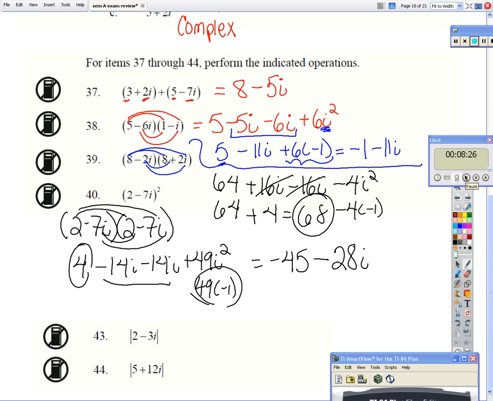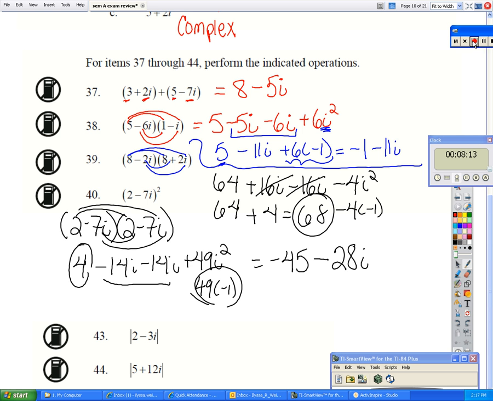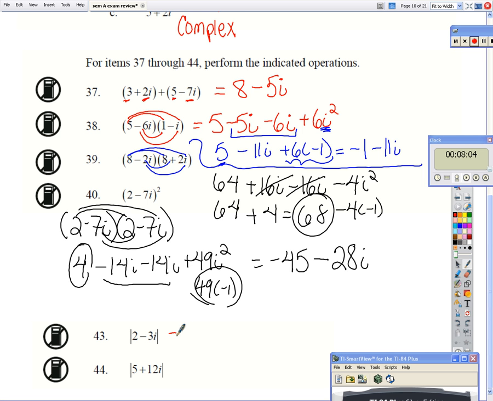Okay, so to finish 43 and 44, these bars, remember, they're absolute value. The bars mean absolute value, which is the distance from 0. So we can find the absolute value by doing the square root of a squared plus b squared. That's square root of 4 plus 9, square root of 13 is our answer for 43.